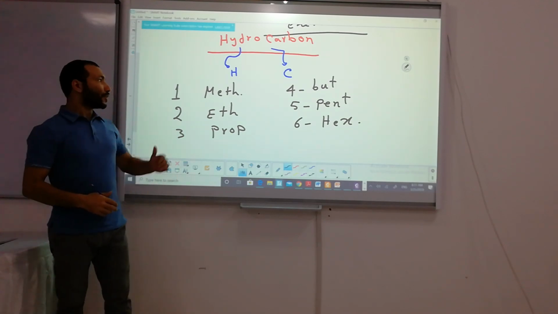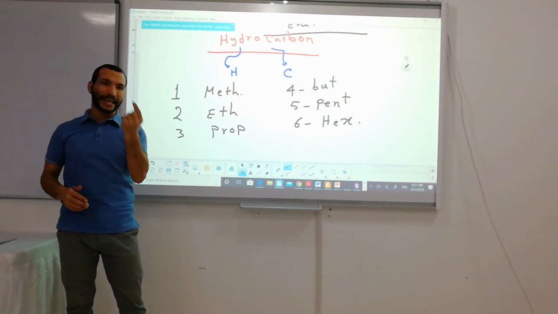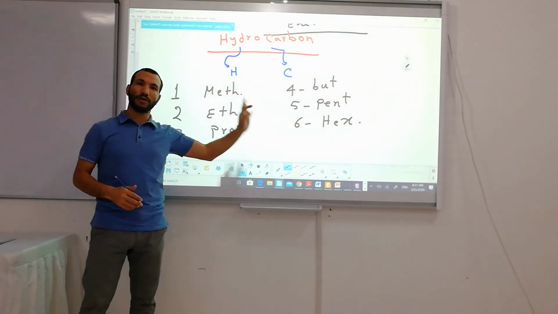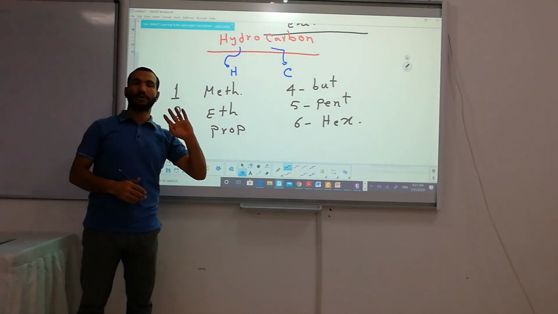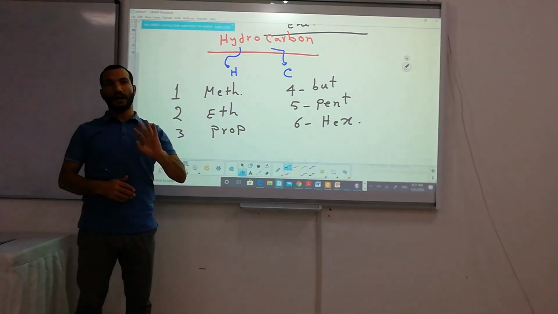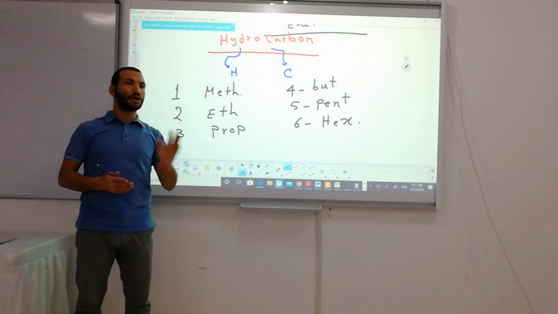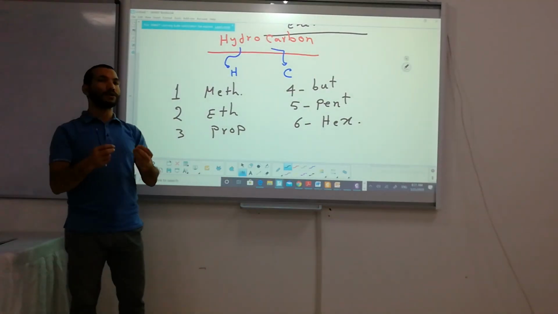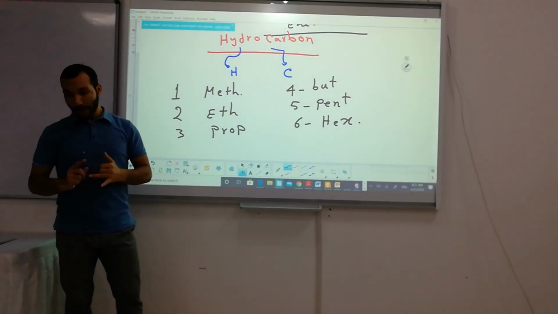Number 2. According to the number of carbons, I'll give the name. If I write, for example, 3 carbons, this is called prop. 4 carbons, bute. 6 carbons, hex. 7 carbons, hept. 8 carbons, oct. The name is according to the number of carbons. This is number 1. Number 2.